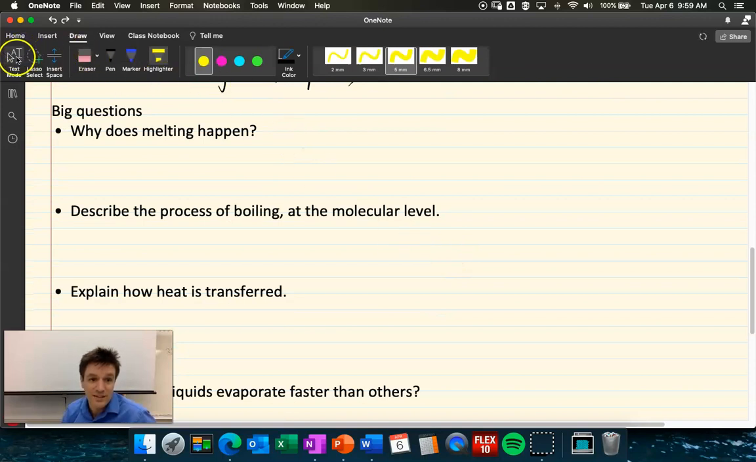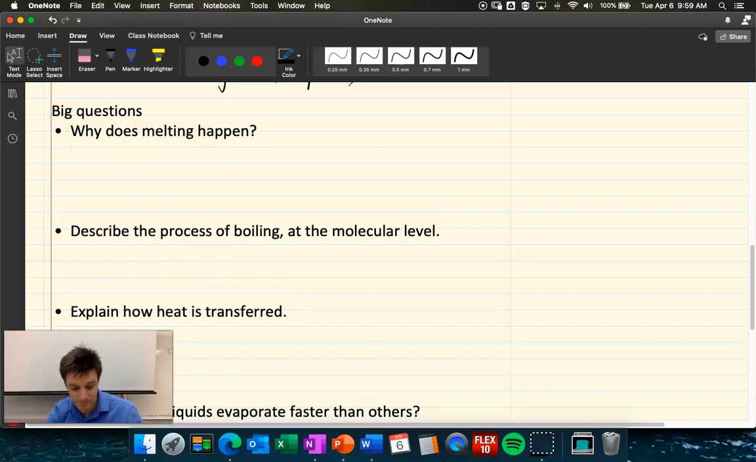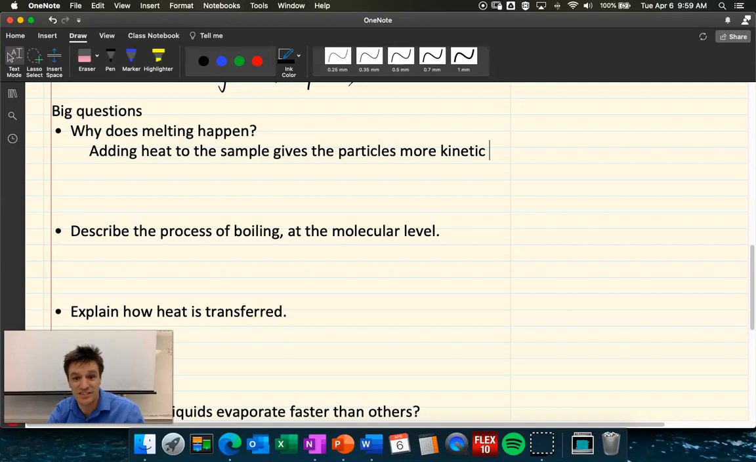So that leads us to our big questions. Why does melting happen? Okay, and I kind of already explained that, didn't I? Why does melting happen? Adding heat to the sample gives the particles more kinetic energy.